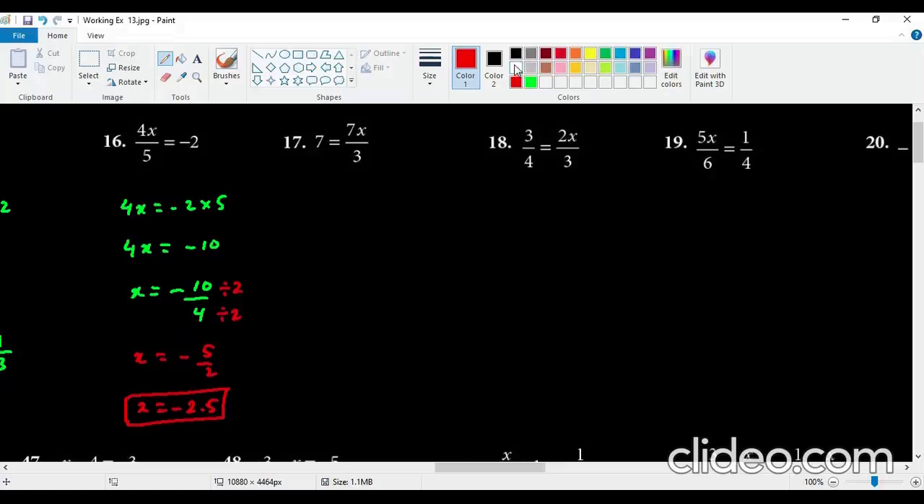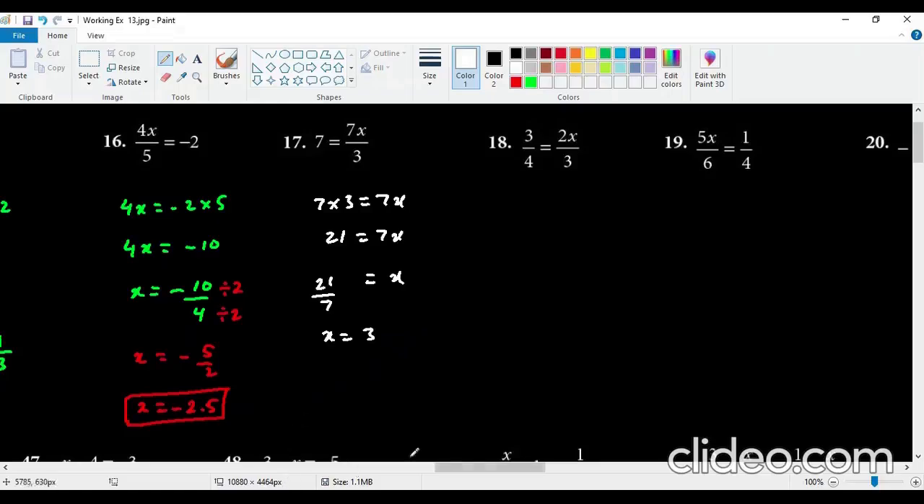When it comes to question number 17, the first step is to write 7 times 3 is 7x. That means 21 equals 7x. 7 is multiplying by x, and it's going to give us 21 divided by 7, which is equal to 3.